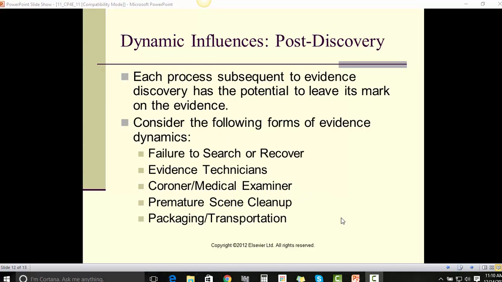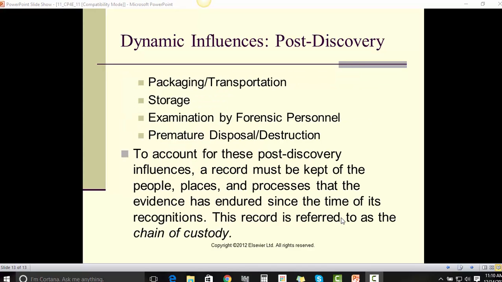Dynamic influences, post-discovery. Each process subsequent to evidence discovery has the potential to leave its mark on the evidence. Consider the following forms of evidence dynamics: failure to search or recover, evidence technicians, coroner, medical examiner, premature scene cleanup, packaging, and transportation, storage, examination by forensic personnel, premature disposal, and destruction.